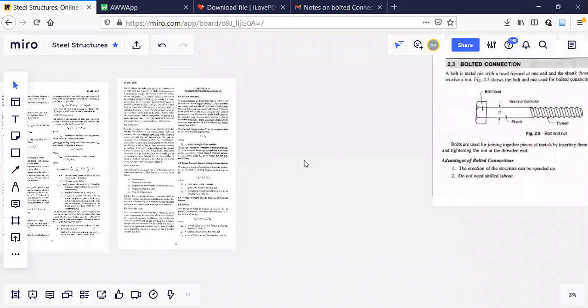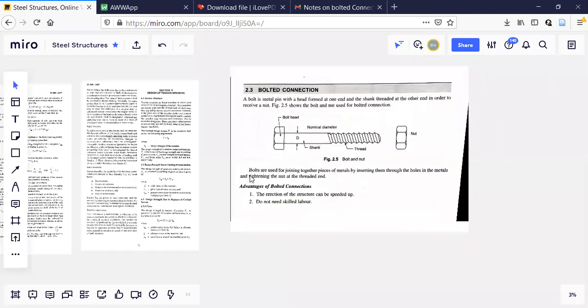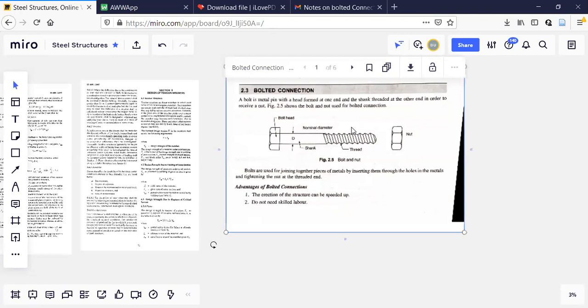I also have my own handwritten notes. Those also I will be giving you in due course. This is what I have given today. Today morning I have shared these particular pages. If you want, you can see them later on. Bolted connection. What is bolted connection? I'll tell you now. And you can see this.